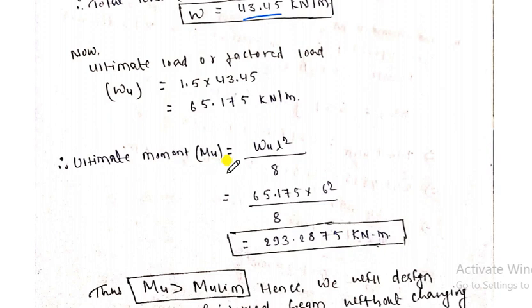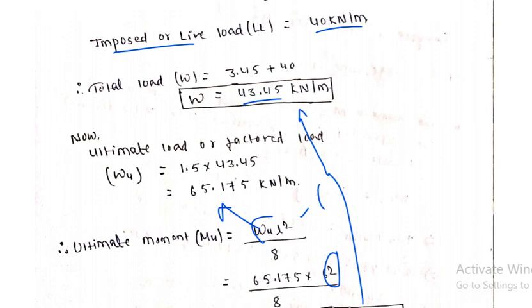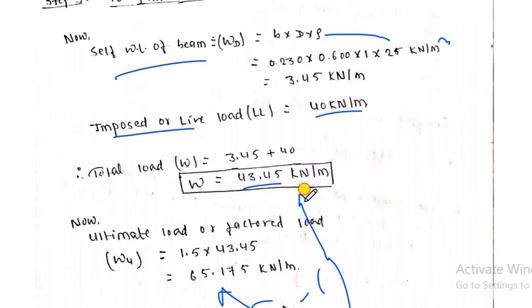So the ultimate moment for a simply supported beam is given as wu l square by 8, where wu is the factored load from here, and l is the effective span or effective length, that is 6. So wu l square by 8, here the ultimate moment is 293.2875. From these two values, as you can see, Mu is greater than Mu limit.